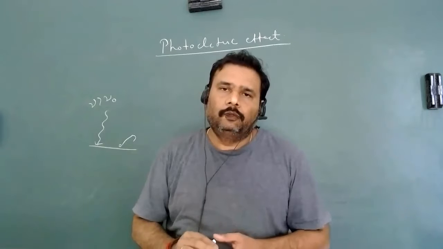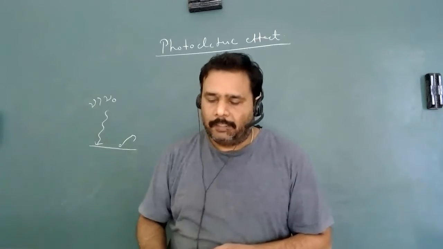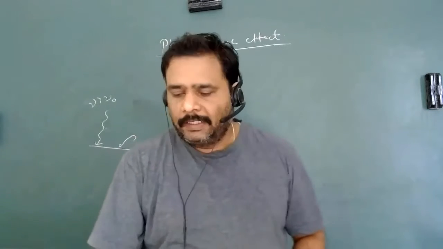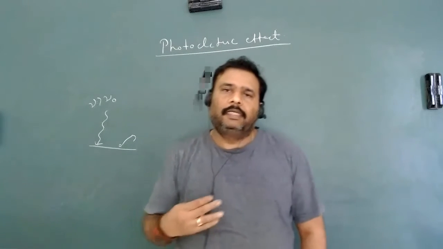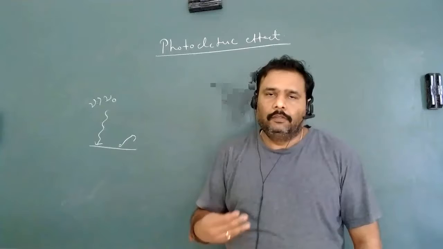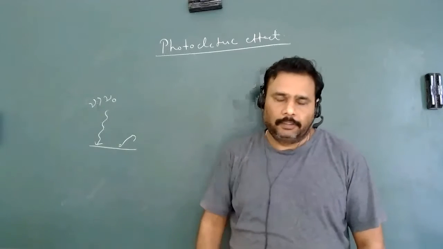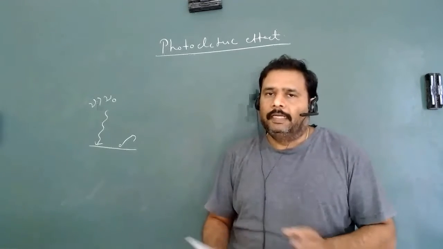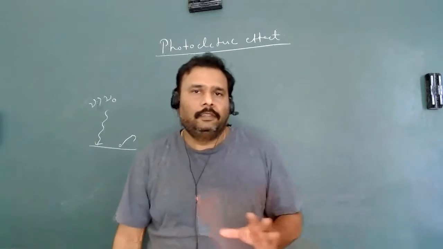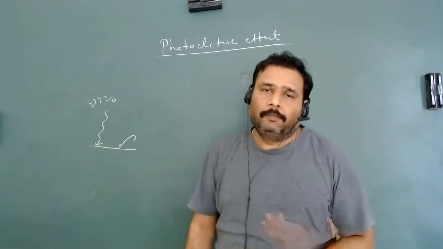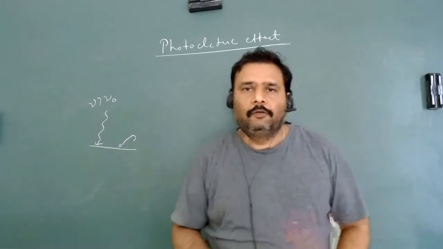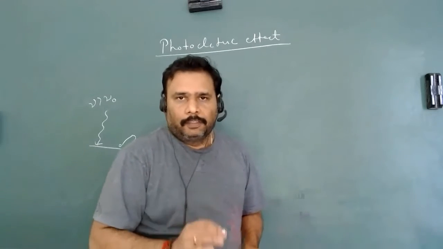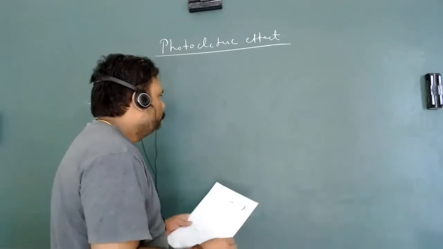So let's try to understand what the experiment is. First we will make a schematic diagram of this experiment, and then we will try to understand what is going on and how we can explain all these things. This experiment was done by Hertz, but it was mainly explained by the great Einstein. So let's go for a schematic diagram of this experiment.